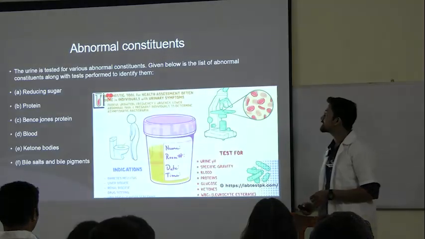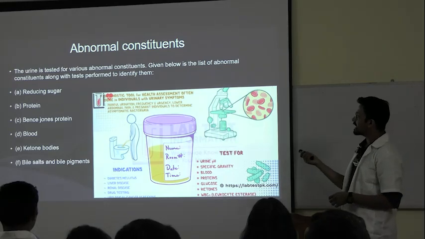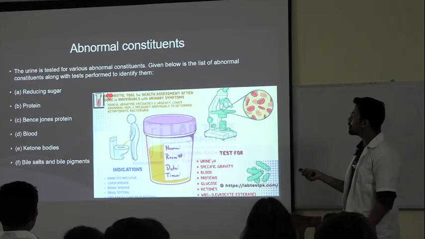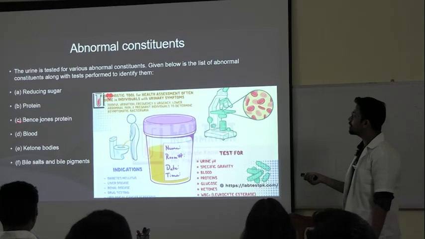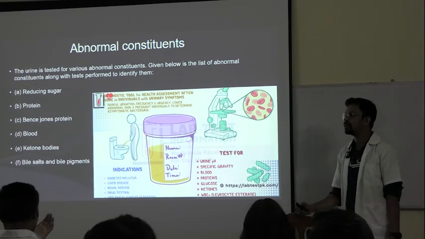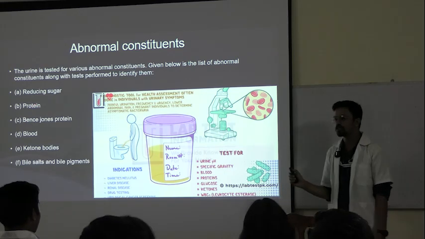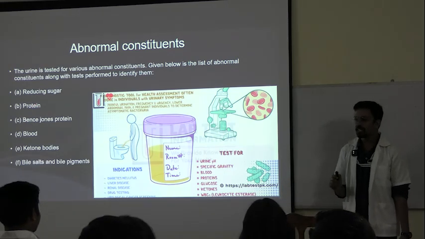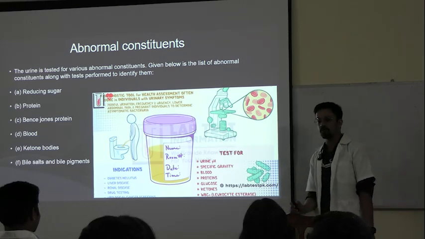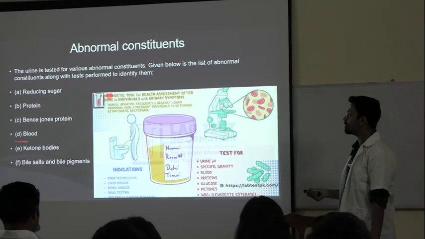Fine? Next. Now these are the list of the abnormal constituents that I was talking about. What you can get? The reducing sugar, protein. There is one called Bence-Jones protein. It's a specific protein that can be found in a multiple myeloma patient. One line can be asked from here: in which clinical condition will you get the Bence-Jones proteins in urine? That is multiple myeloma. I repeat, it is multiple myeloma.